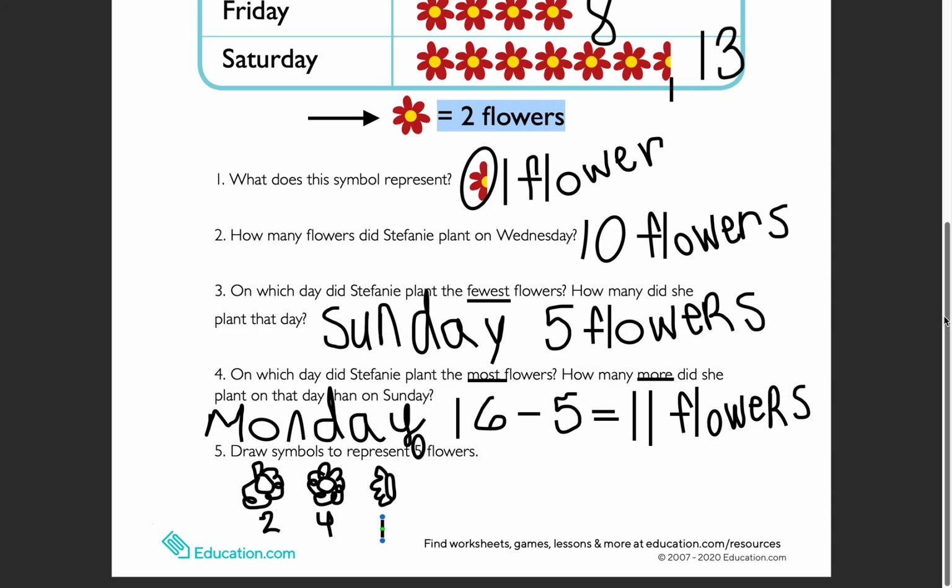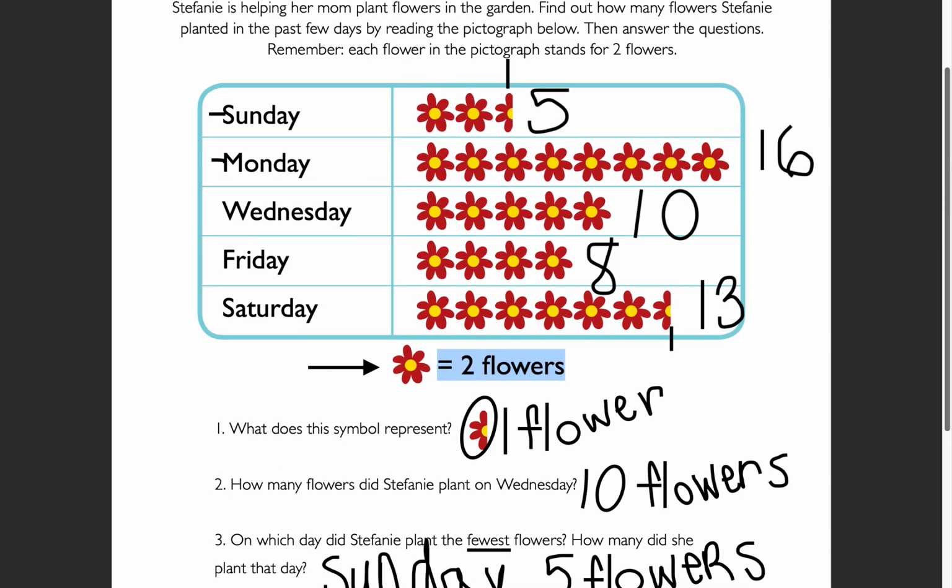You did awesome. This was probably one of our hardest worksheets we've done because I know that half flower is a little bit tricky, and skip counting you haven't probably done it all summer, so that's different too. But you did really, really great.